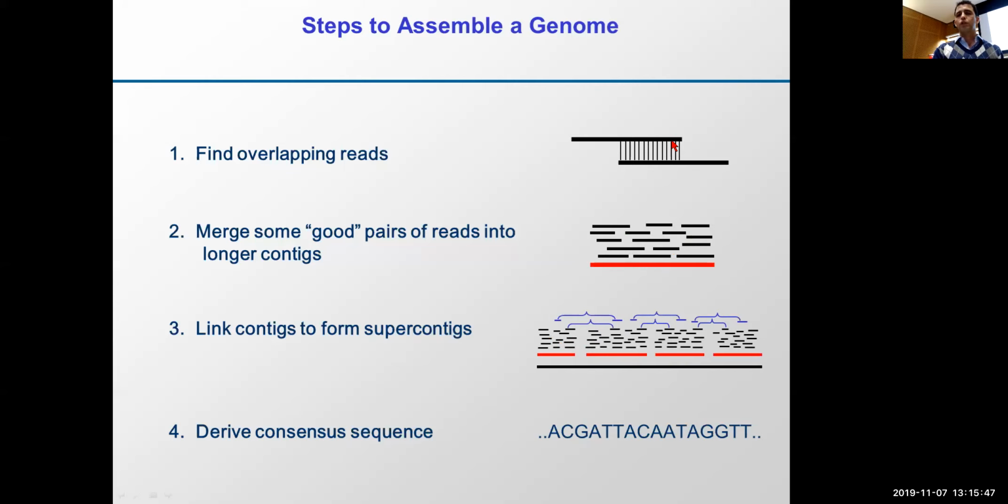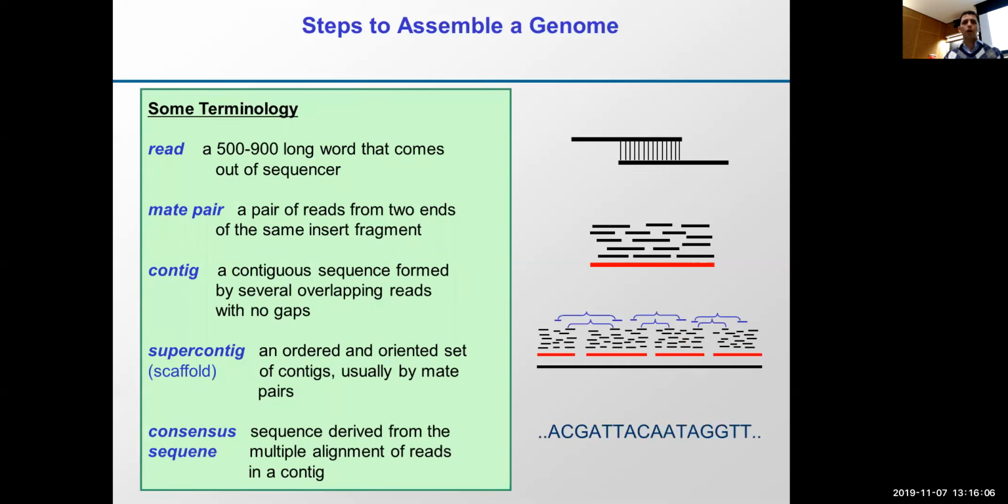So these are individual reads. Based on the overlap, you build contigs, and then you can put the contigs in a relative order to each other and build super contigs or scaffolds, okay? And then at the end, you derive the consensus sequence from that. Raise your hands if you're with me. Awesome, great. So a read is about 500 to 900 bases long with the old technology, about 70 bases with the new technology. A mate pair is a pair of reads whose two ends come from the same original fragment. A contig is a contiguous sequence.